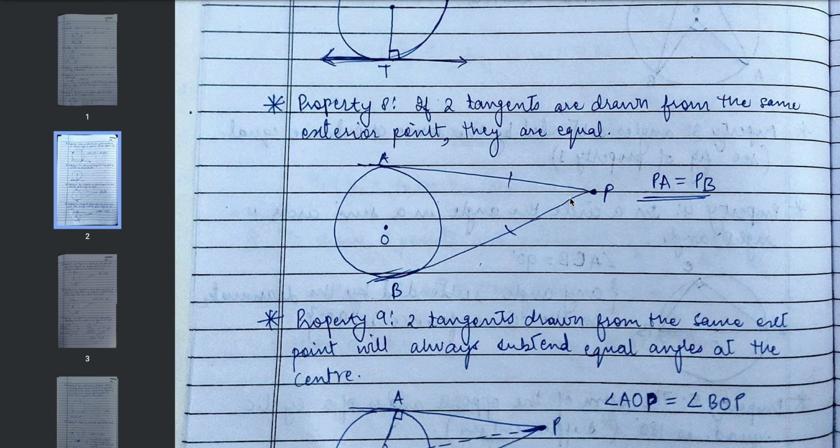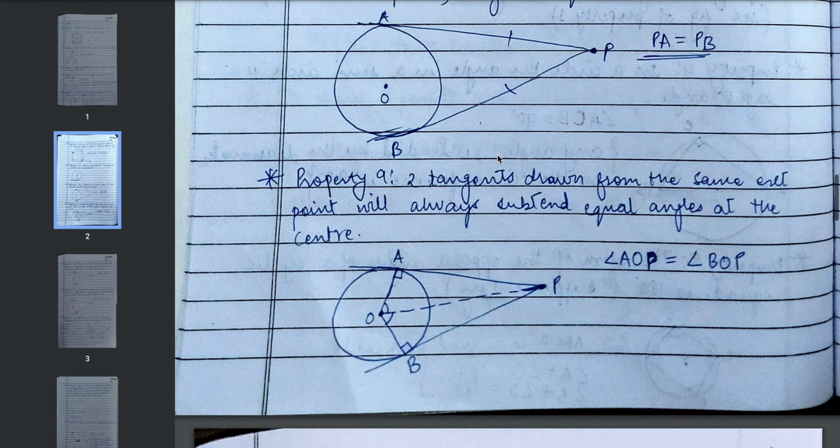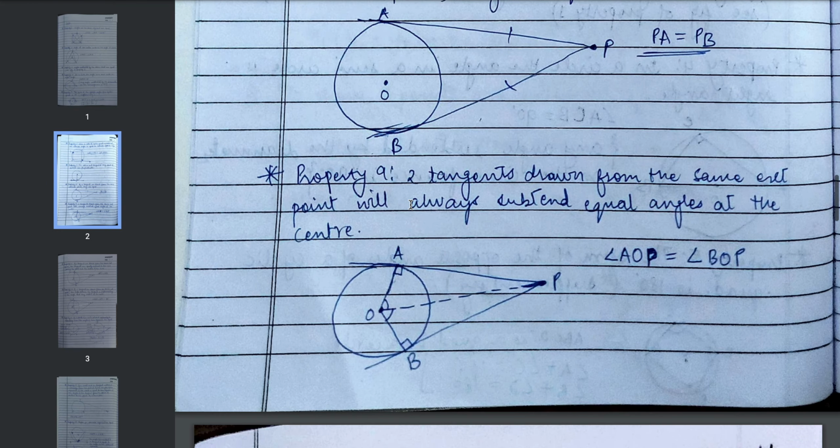It's a trick question, it usually does come in exams, or it can be asked, how many tangents can be drawn from an exterior point? So the answer is two tangents. Only two tangents can be drawn from the same exterior point. So here PA and PB are equal.